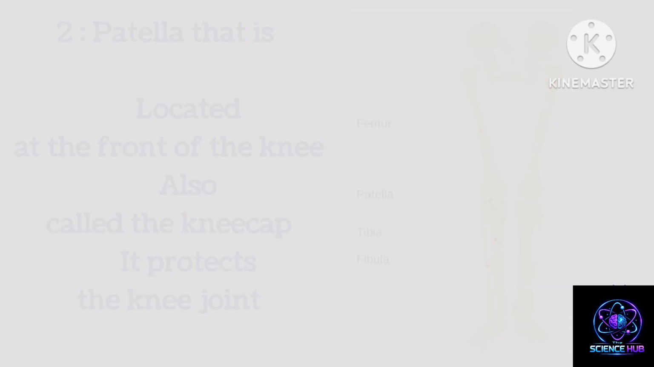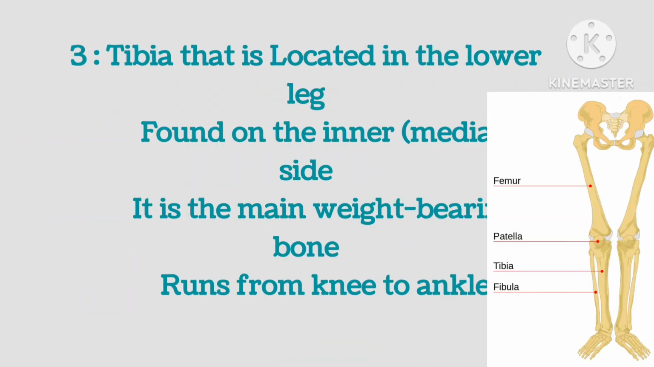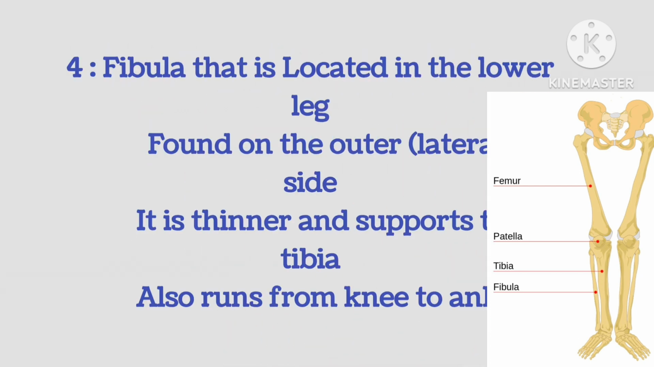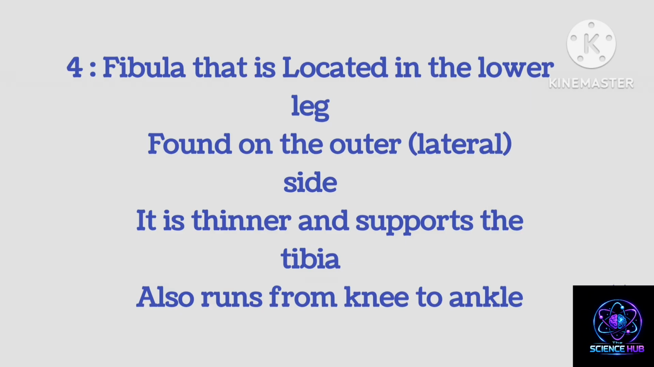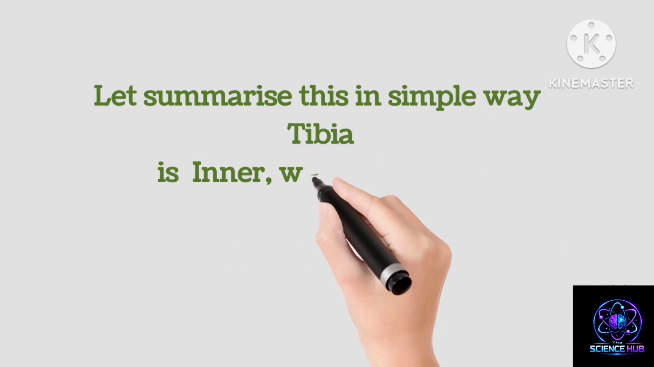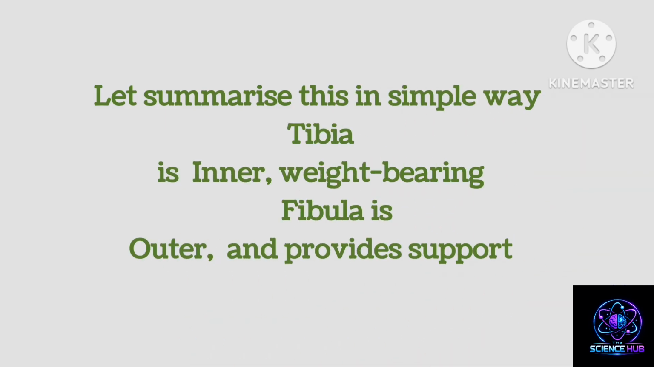Number 3, tibia, that is, located in the lower leg, found on the inner or medial side. It is the main weight-bearing bone, runs from knee to ankle. Number 4, fibula, that is, located in the lower leg, found on the outer or lateral side. It is thinner and supports the tibia. It also runs from knee to ankle. Let's summarize this in a simple way. Tibia is inner, weight-bearing. Fibula is outer and provides support.